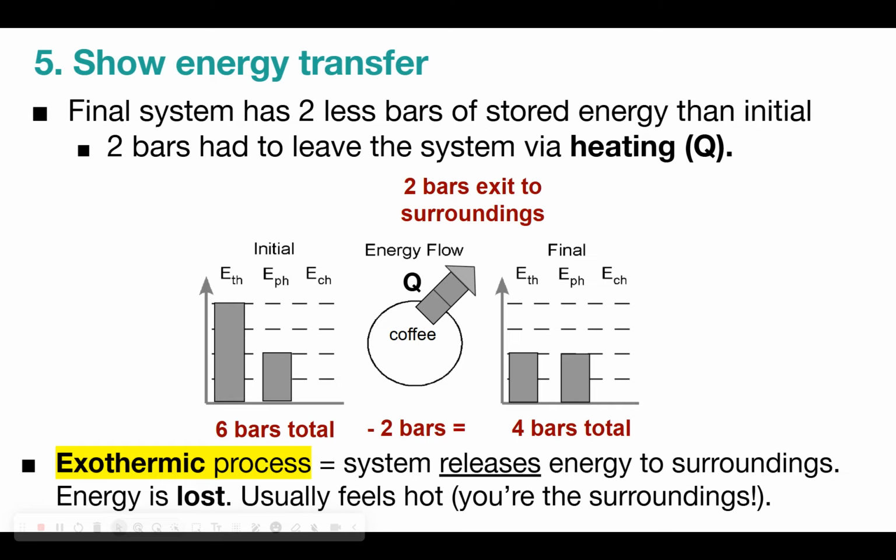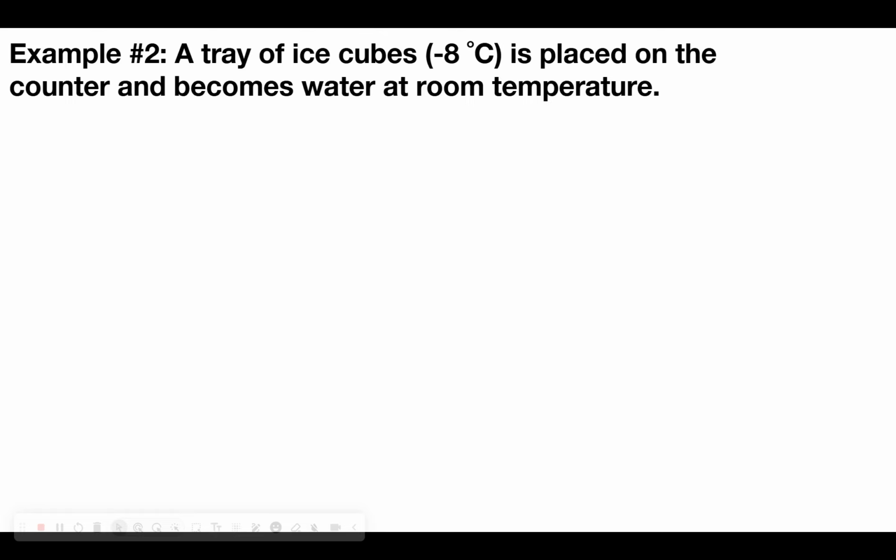This would usually feel hot, because you're the surroundings. So think about if you're sitting on a hot metal bench on a summer day, or going down a hot metal slide on a summer day, and it feels really, really hot. That's because heat is moving from the hottest thing to the cooler thing, and you happen to be the cooler thing in this case. And think about for a moment, what would that look like on a line graph to start with more energy than you end up with? Moving on.